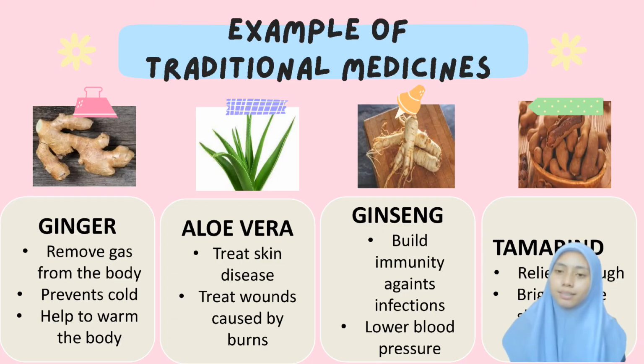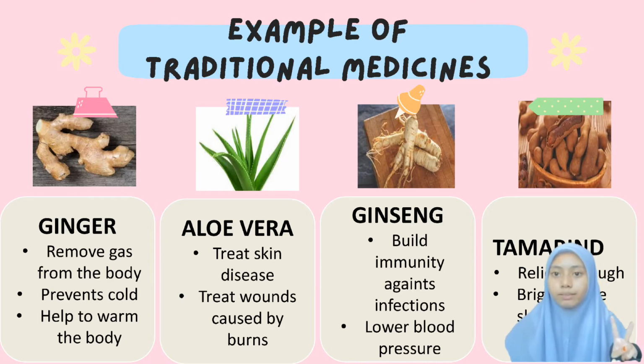The following are examples of traditional medicines. There are 4 examples of traditional medicines. The first one is ginger. How can ginger be used for treatment? Ginger can remove gas from the body and prevent colds, and also helps to warm the body.